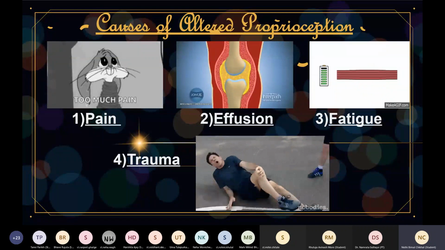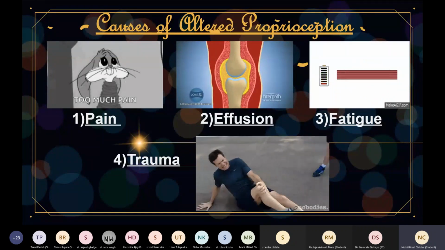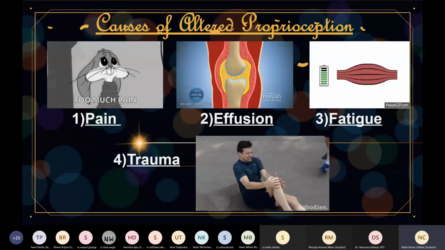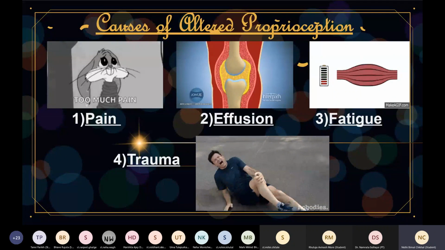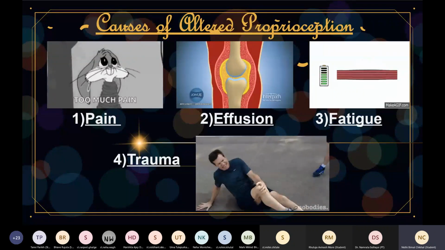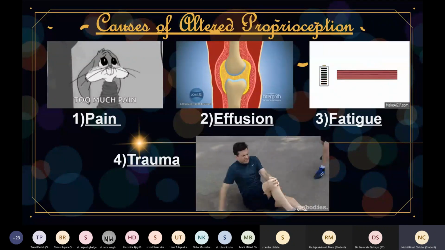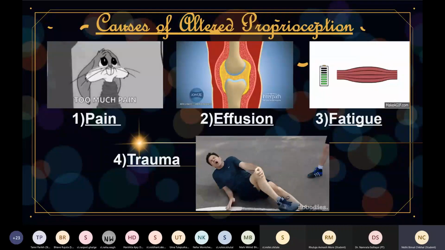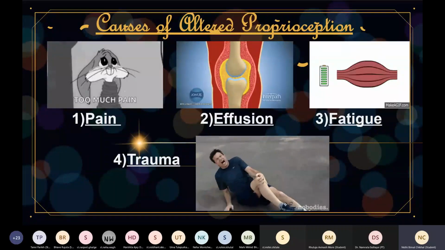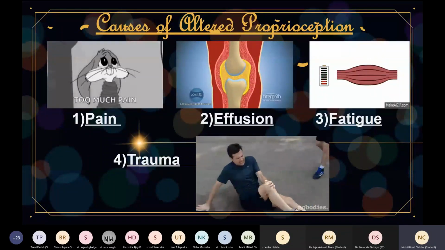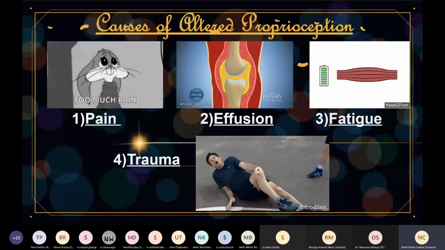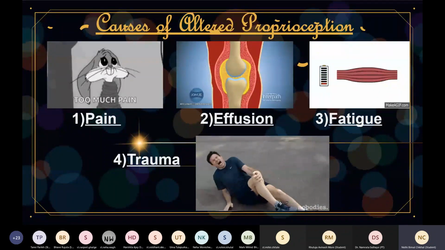Then fatigue. It causes altered muscle activation and muscle spindle discharge, and therefore an increased sense of effort. A common example is that after performing hard physical exercises, we experience clumsiness. Like after performing around 50 squats on the first day, we may not feel our legs, and therefore we may feel clumsy.